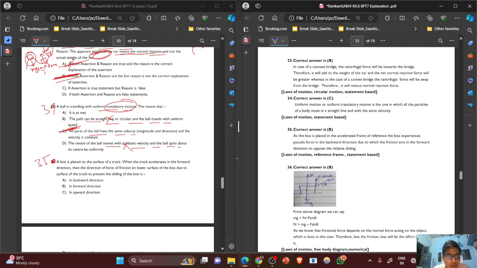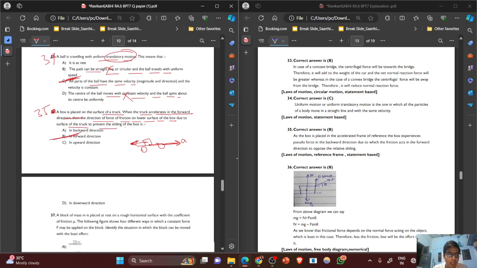A box is placed on a surface of a truck. When the truck accelerates in the forward direction, then what is the direction of force of friction on the lower surface of the box due to the surface of the truck? Let's suppose a truck and there is a box, and the truck accelerates in this direction. Once it accelerates, the block tries to go in the backward direction due to pseudo force, and the friction will try to act in the forward direction, because friction always opposes the relative motion. So your option B is the correct answer.